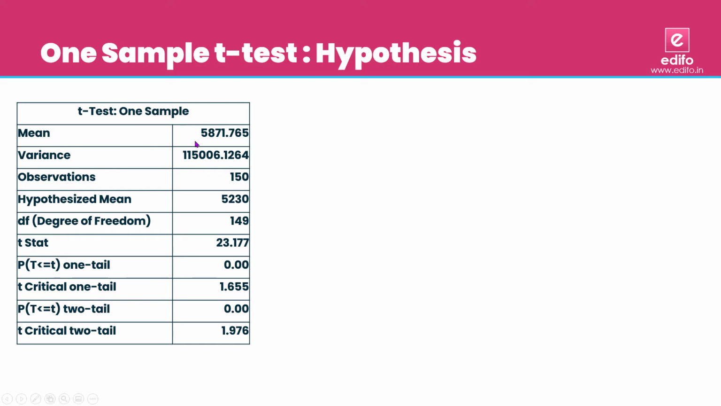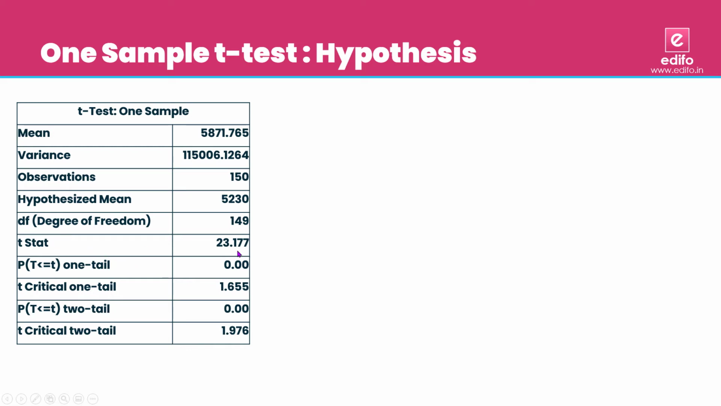The mean value, the average sales figure after conducting the advertisement campaign, that is our sample mean. Then variance. This is the variance. And this is observations, 150, because we consider the sales of 150 days after the advertisement campaign. And this is the hypothesized mean, that is the mean before conducting the advertisement campaign. So this is the sample mean and this is the hypothesized mean. And this is the degree of freedom, that is 150 minus 1, that is 149.